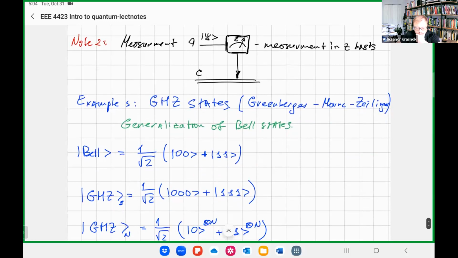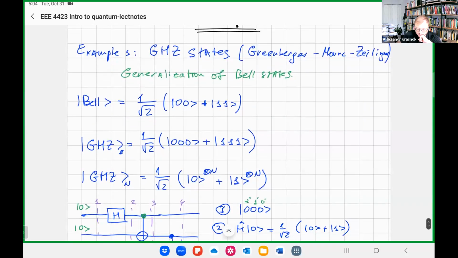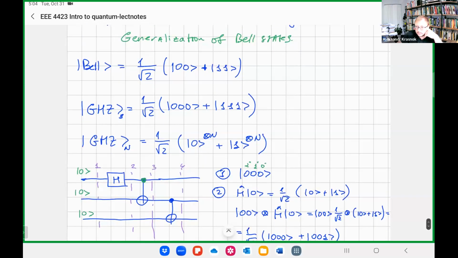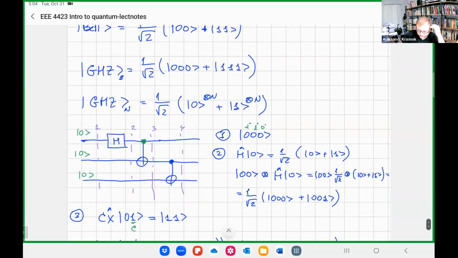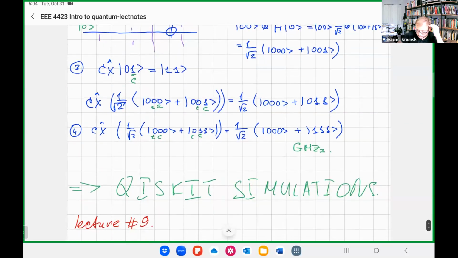All right. Then we considered this example of GHZ states, which is a generalization of a Bell state to multiple qubit systems. Okay, so a Bell state is an entangled state for a two-qubit system. A GHZ state is a fully entangled state of a circuit with 3 or more qubits in it. So this is the representation of this GHZ state in the case of 3 qubits, right?